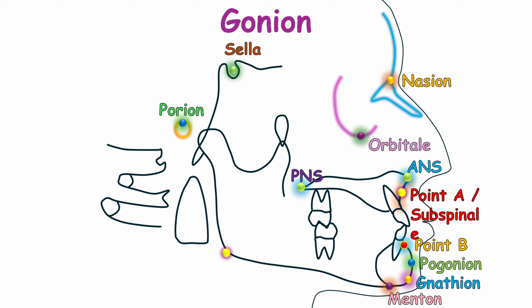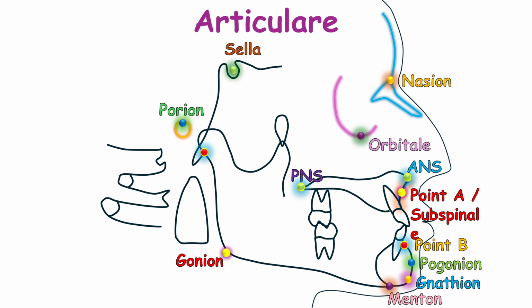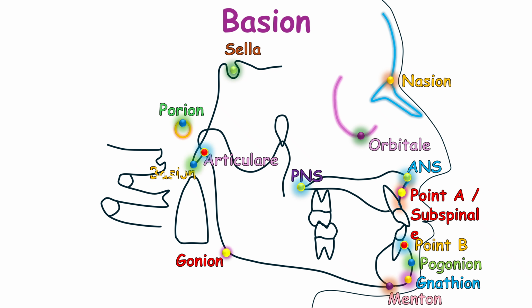Now coming to Gonion. Gonion is constructed by the junction of ramal plane and mandibular plane. Articulare. Articulare is the point of junction of posterior border of ramus and inferior border of the basilar part of occipital bone. Basion. Basion is the median point of anterior margin of foramen magnum.